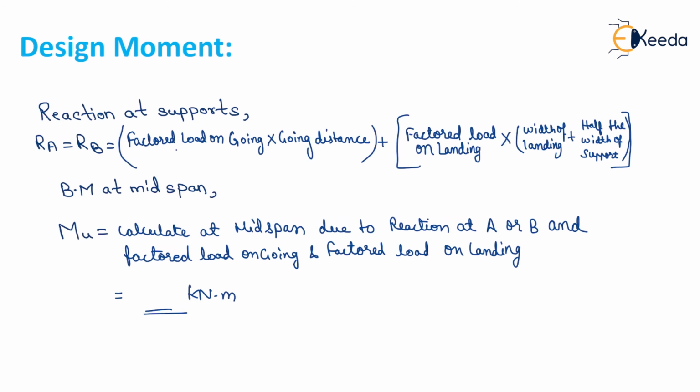So bending moment at mid span we will calculate. It is denoted by capital MU, equals the moment calculated at mid span due to reaction at A or B, factored load on going and factored load on landing. We will get MU, bending moment at mid span, in kilonewton meter.